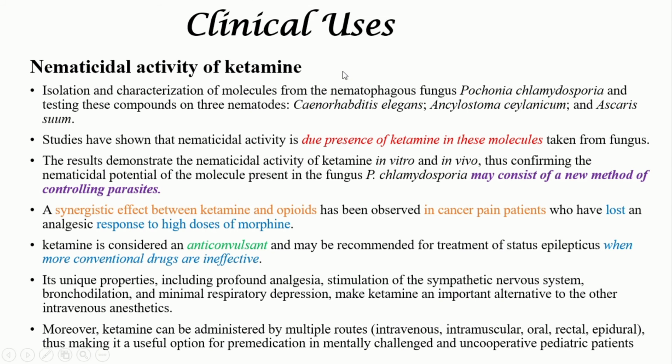properties, including profound analgesia, stimulation of the sympathetic nervous system, bronchodilation, and minimal respiratory depression, make ketamine an important alternative to other intravenous anesthetics. Moreover, ketamine can be administered by multiple routes, which include intravenous, intramuscular, oral, rectal, and epidural, thus making it a useful option for pre-medication in mentally challenged and uncooperative patients.